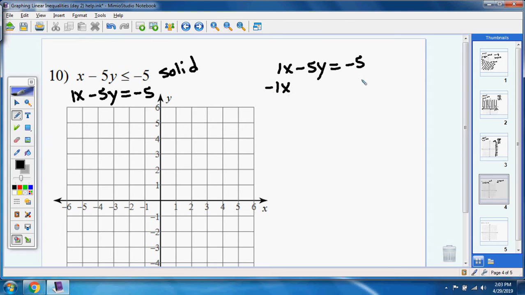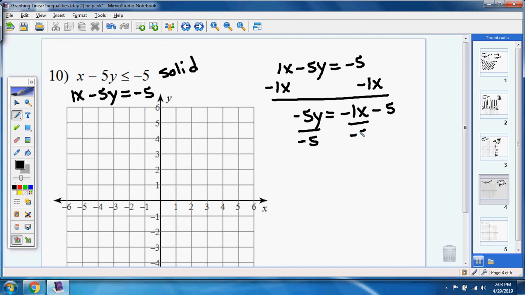So if I subtract 1x on both sides, that gives me a -5y is equal to a -1x, and then a subtract 5. Divide everything by -5. Again, those 2 basic movements, we've done that very long time this year. So y is equal to, a negative divided by negative is positive, and I've got 1/5 x. Negative divided by negative is a positive, positive 1. So my slope is 1/5, which means it's a positive slope going uphill, and my y-intercept is 0, 1.